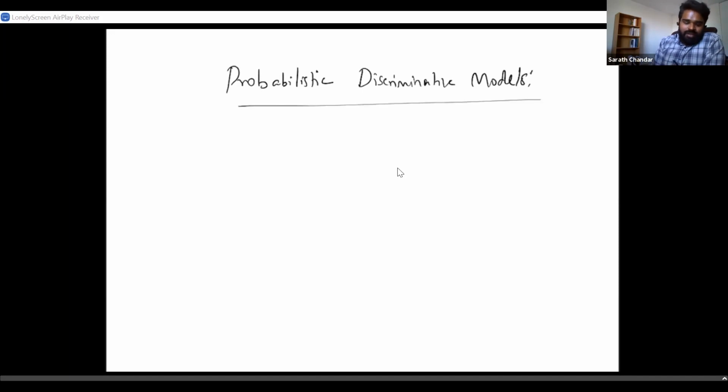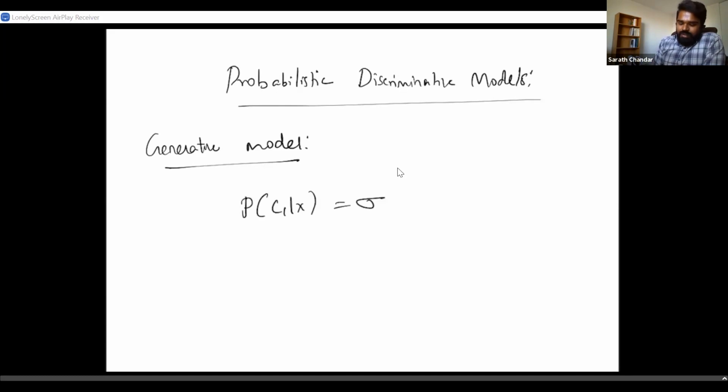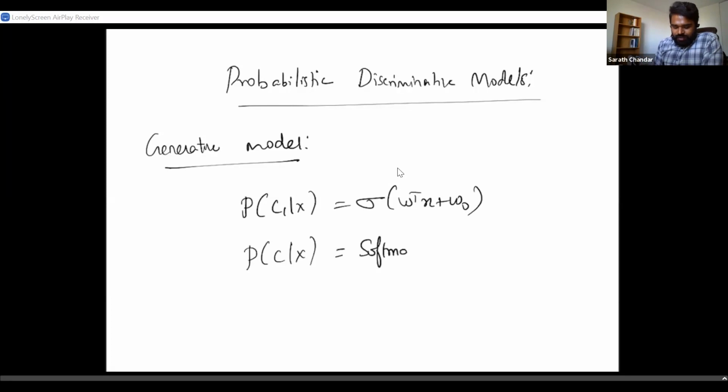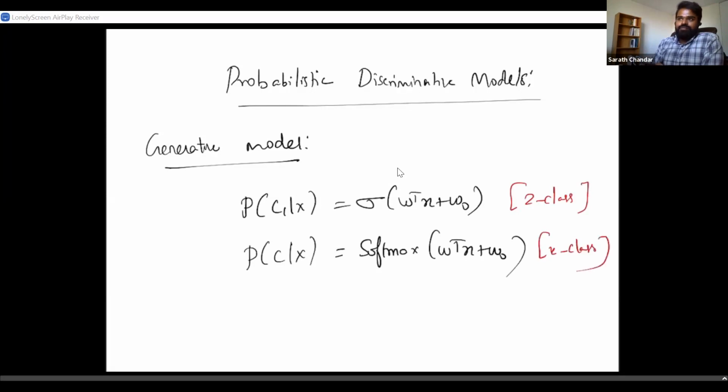Remember that in the case of generative modeling, if you had a two-class problem, then you had the sigmoid formulation where probability of C1 given X is given by sigma of W transpose X plus W0. And in the case of a multi-class problem, you had probability of the class vector given X is given by softmax of W transpose X plus W0. So this is for two class and this is for K class.